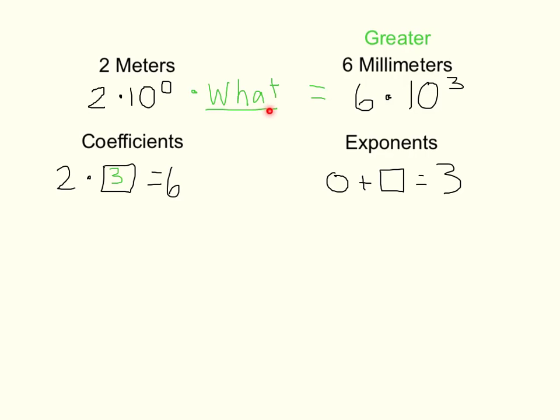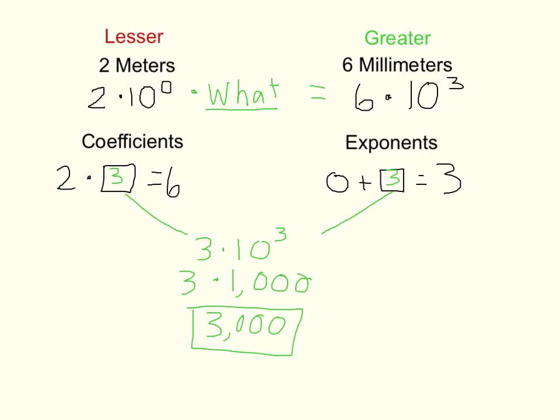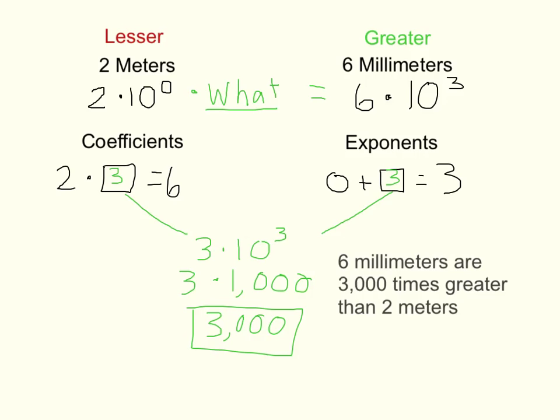Because what we're trying to determine is what this number is here, and we know when we're multiplying exponents, what we really do is add them together. So our question now is 0 plus what equals 3? 0 plus 3 equals 3. So our next step is to combine these numbers into scientific notation. We get 3 times 10 to the 3rd power, which if we write in expanded form equals 3 times 1,000, which multiplied out equals 3,000. That allows us to know that 6 millimeters is exactly 3,000 times greater than 2 meters.